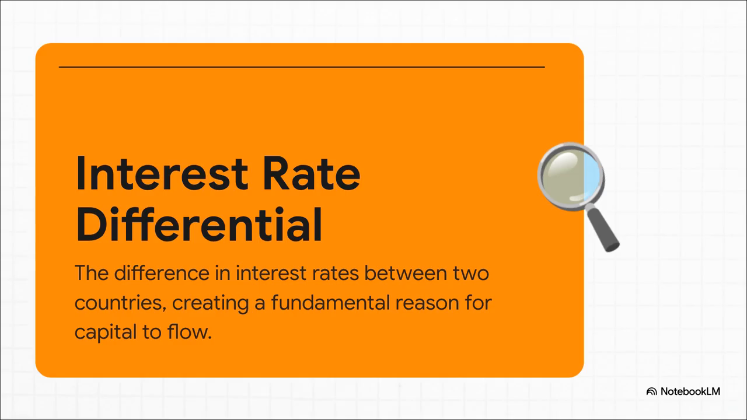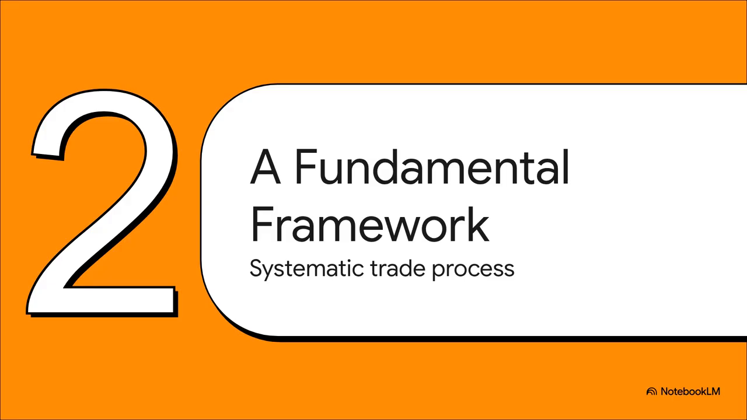But look, this differential isn't just some boring number on a spreadsheet. It is the fundamental reason. It's the why behind massive, large-scale capital flow. This is what smart money exploits. They buy the currency with the high rate, they sell the one with the low rate, and boom, they've just created a long-term position.